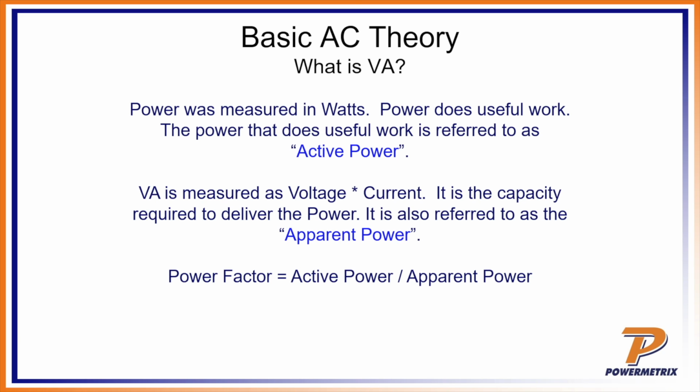So now let's talk a little bit about this VA and power. Power is measured in watts, and the power that does useful work is referred to as active power. Now I have VA, which is measured as just the voltage times the current. It is the capacity required to deliver the power, so it's referred to as apparent power.